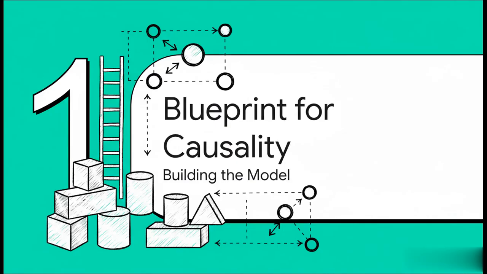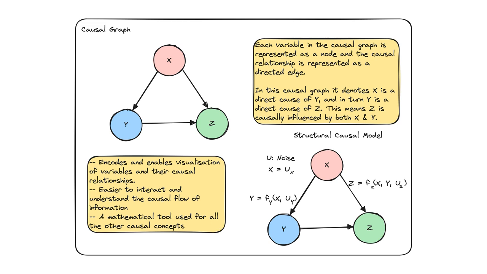So before we can even think about climbing this ladder, we need to get our gear in order. We need the right building blocks. See, you can't just stare at a spreadsheet of data and expect to find causes. You have to start with what's called a causal model. It's basically a blueprint of how you think the world actually works. And this blueprint is made up of a few key pieces.